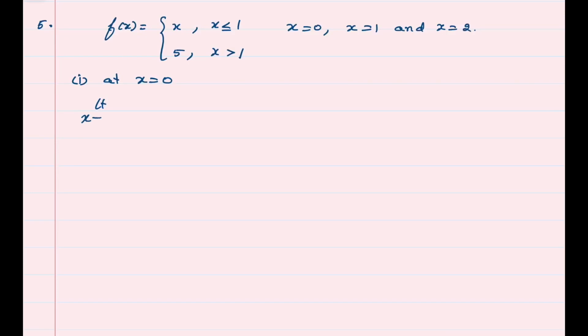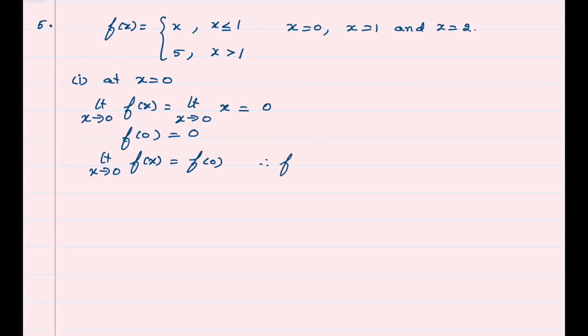Limit extending to 0 of f of x is limit extending to 0 of, 0 is less than 1, we will use x less than or equal to 1 definition, which is x. It is a polynomial, direct substitution, the answer is 0. And f of 0, same definition, which is 0. Both are equal. Therefore, f is continuous at x is equal to 0.